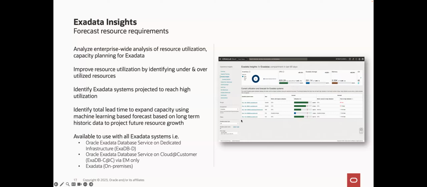Down below, you have a nice view of the systems itself. It kind of gives you a quick view into the size of the Exadata system by rack, the metrics that are currently being utilized, and what the forecast is telling you in terms of any problem statements across your underlying infrastructure metrics. Okay. Just to quickly highlight, as I mentioned before, we do support different flavors of Exadata systems for the Exadata Insights application, which includes ExaCS. The new name is ExaDB-D. We have ExaCC, and then Exadata on-premise too.